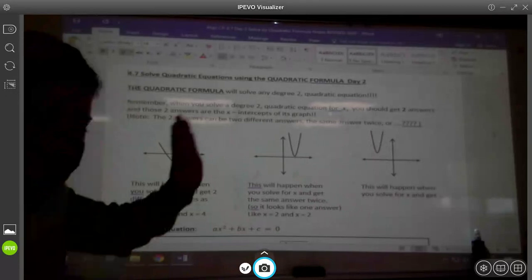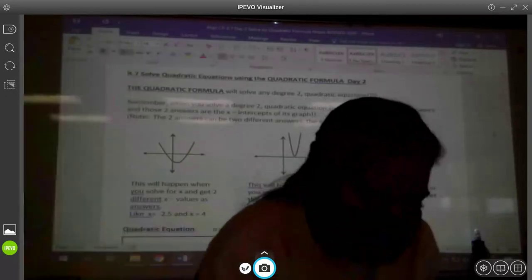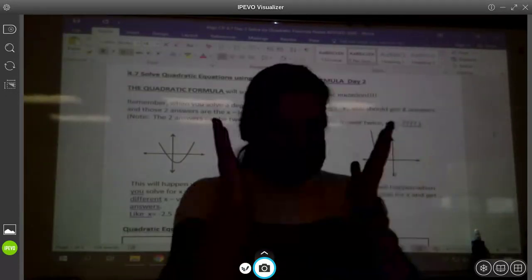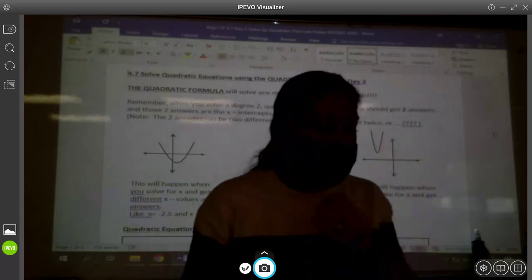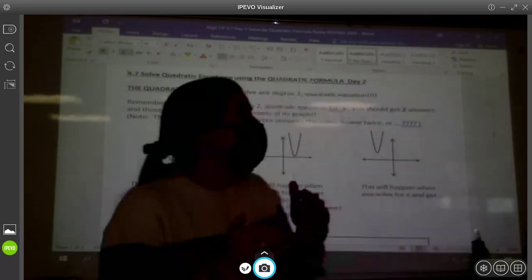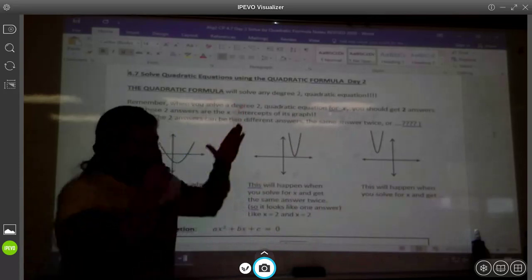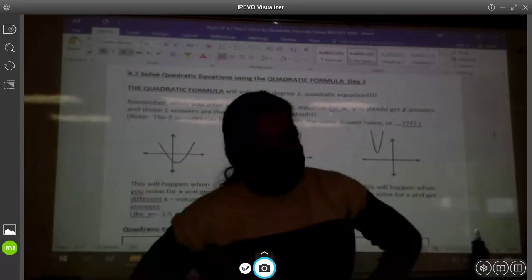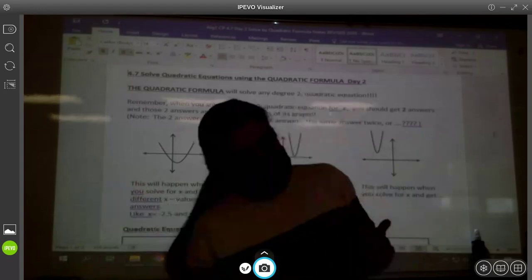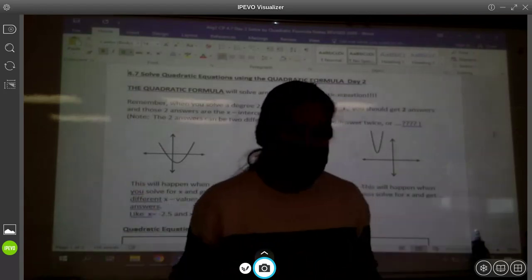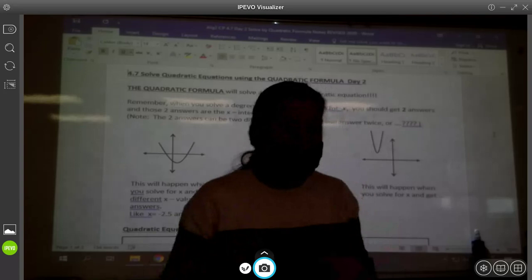Everybody good? Awesome. All right, so guys, yesterday we saw the quadratic formula, right? So just remember, the quadratic formula is great because it's foolproof. It will solve any degree 2 quadratic equation. So if you ever looked at a quadratic equation like, oh, would it factor? Could I use square roots? You never have to wonder with the quadratic formula. It will always work, all right?